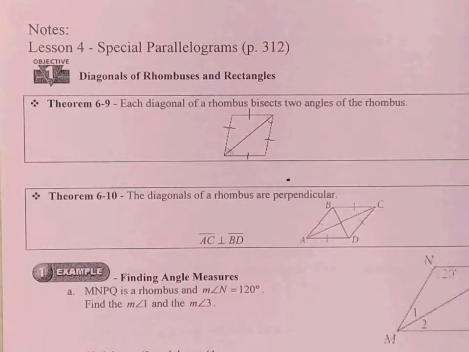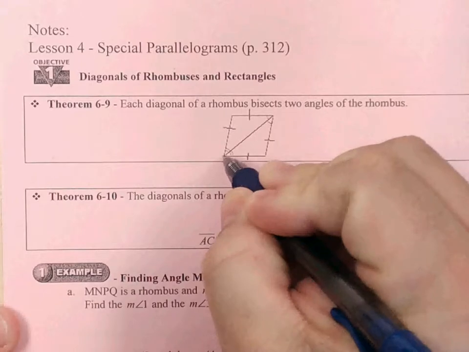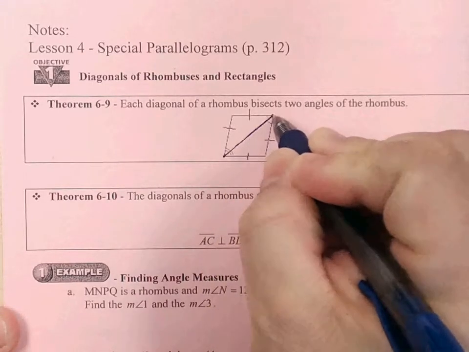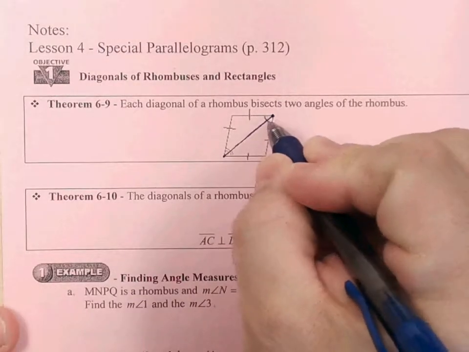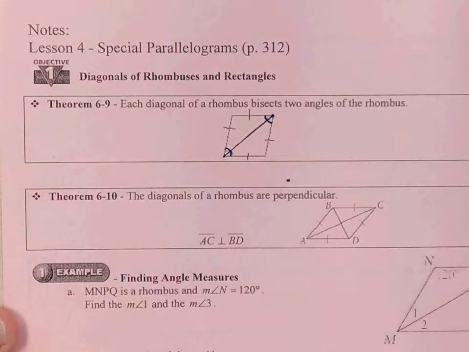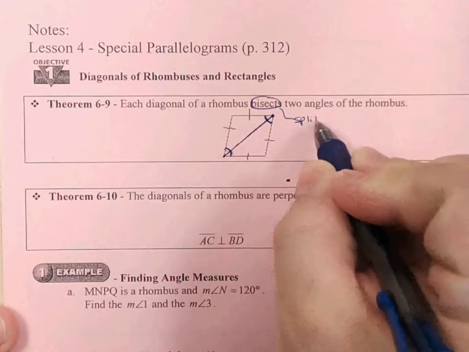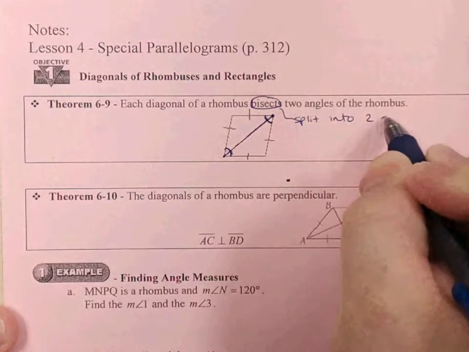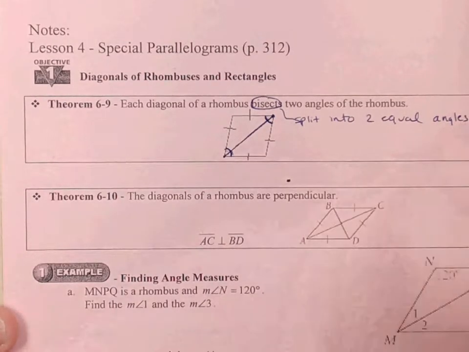So theorem 6.9 states that each diagonal of a rhombus bisects two angles of that rhombus. So here's a diagonal going from one vertex to the opposite vertex. And it's going to bisect this angle here, and it's also going to bisect this angle here. And remember, whenever we say bisects, it's going to split into two equal angles.